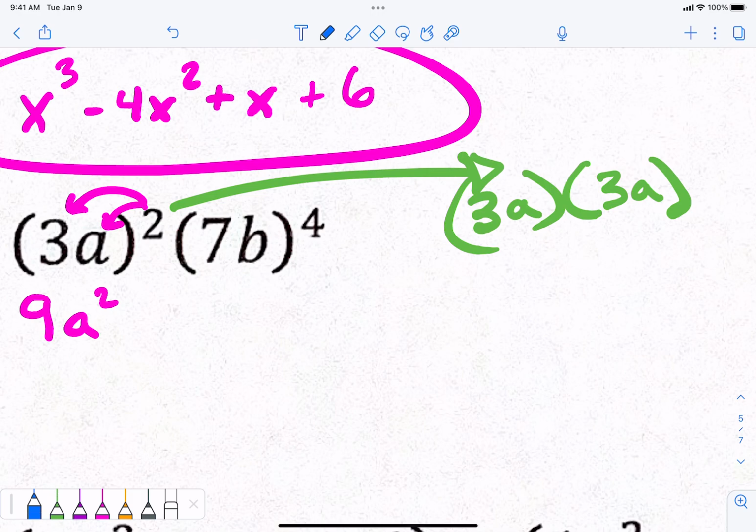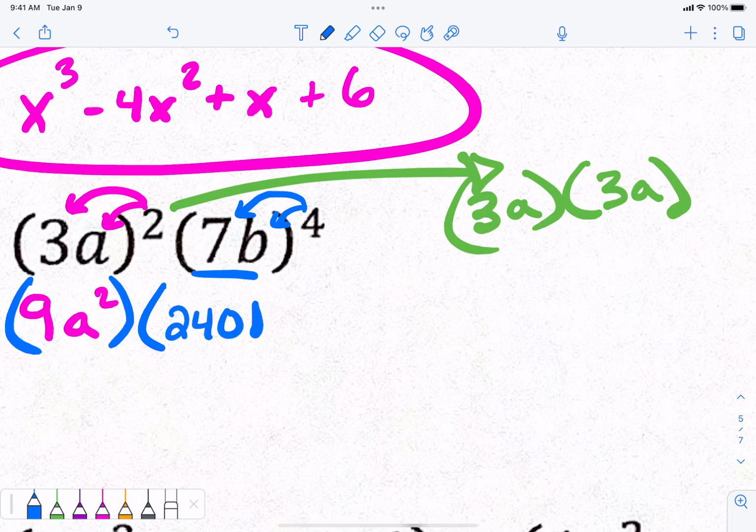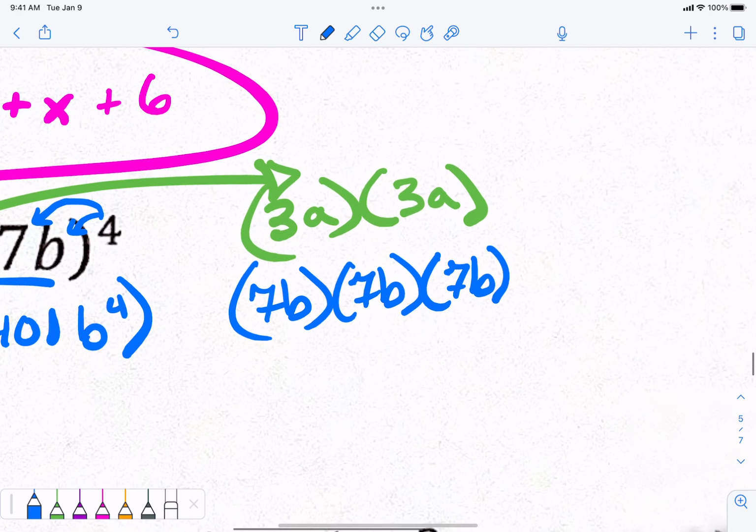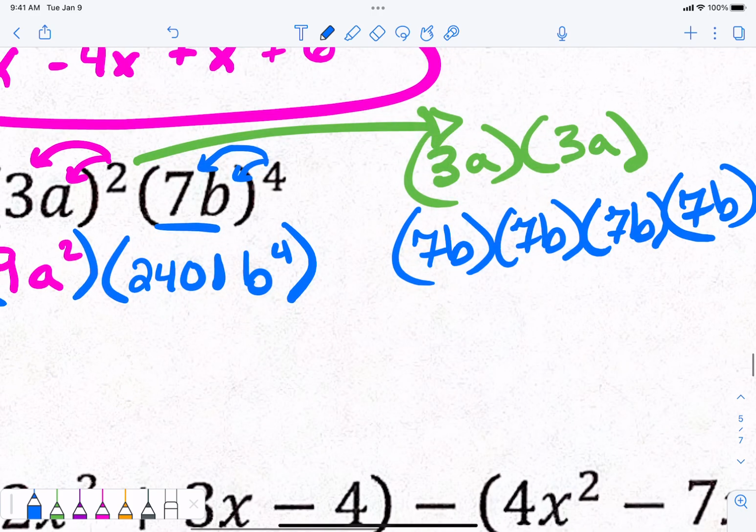The other one, so there's that, 7b to the 4th power. That means I take the 7 to the 4th power and the b to the 4th power. 7 to the 4th power is huge. 2401. And then what? b to the 4th. Okay? Again, if it helps you to think of it as 7b times 7b times 7b times 7b, 4 of them, then you'll get the same answer, right?